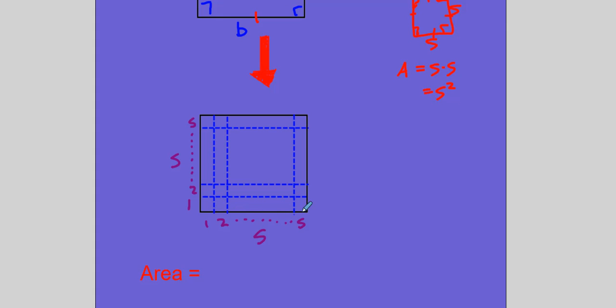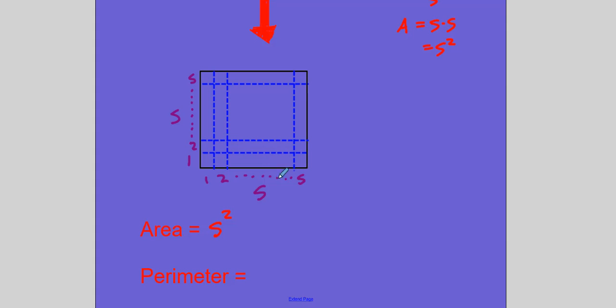So here I have a length of S, here a length of S, so the area of a square can be abbreviated as S squared. The perimeter of a square then is, notice I have 4 S's here, so that's S plus S plus S plus S, but that's 4S. So the perimeter is 4S, the area is S squared for a square.